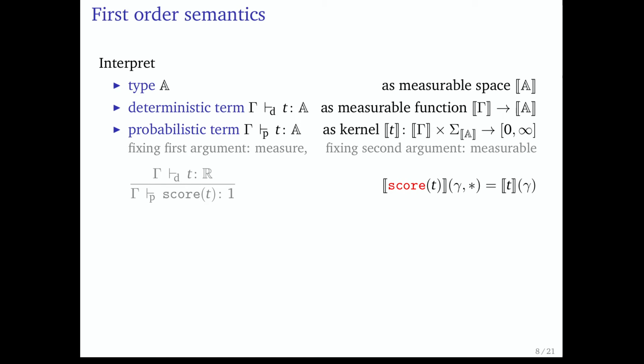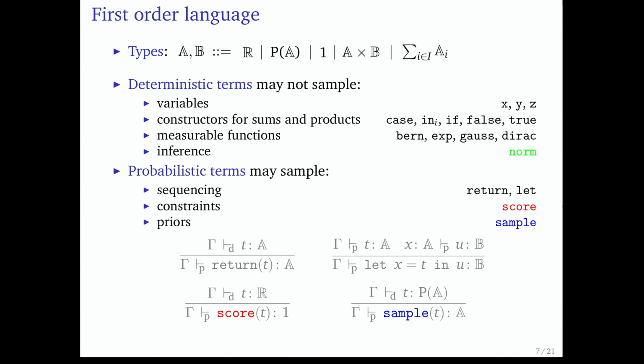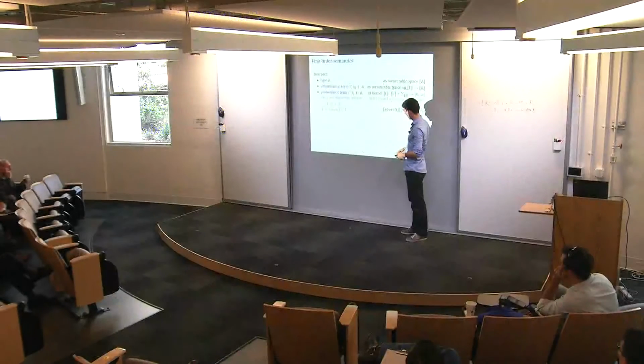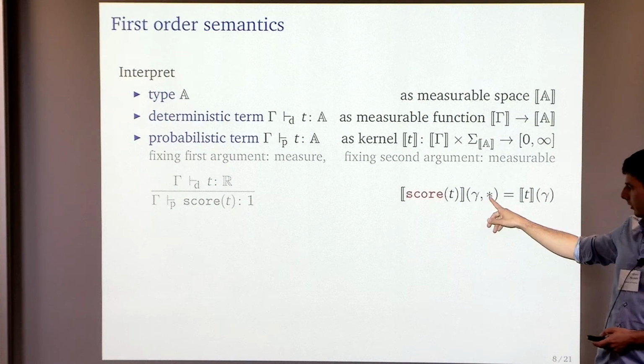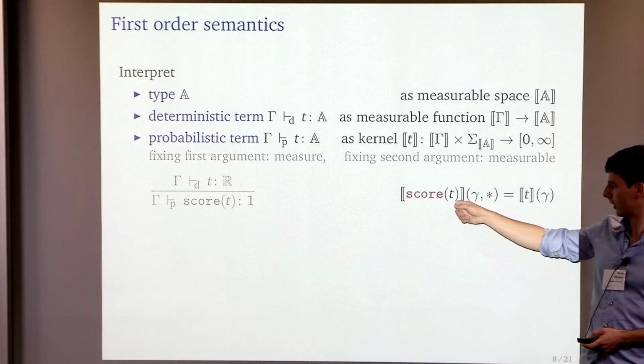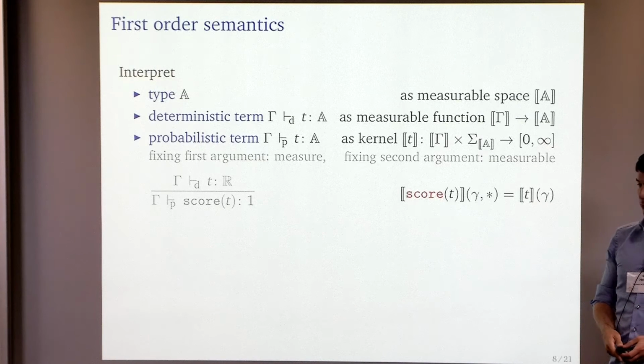Okay, so here was my language. It's obvious how to interpret all of these things. Let me talk about these two, because they're the interesting ones. So if I have a term score of t, it has this type. It's a probabilistic term, so it's going to be a kernel from gamma times the sigma algebra of 1, just a discrete measurable space on the singleton element, to a number. So here's my discrete element. Basically, I need to give it a gamma, and I need to produce a number, and I'm just going to evaluate t on that input.